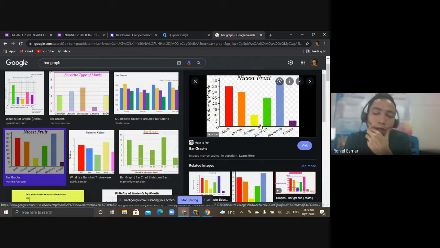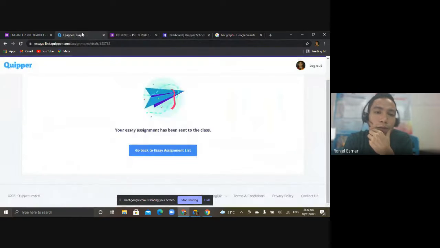So ma-visualize na to og klaro if nag-increase ba or nag-decrease ang temperature ani nga mga months. No, ma-compare na to ani nga bar graph, nag-increase siya or nag-decrease? Nag-decrease siya. No, from 35 nahimo na lang siyang 10. No, so that's why we make use of a bar graph instead of a flow chart.